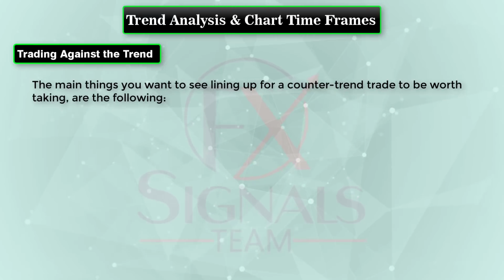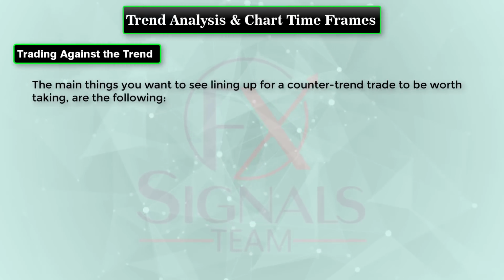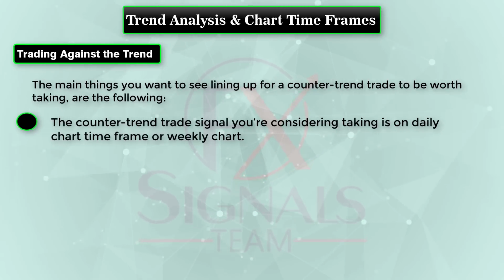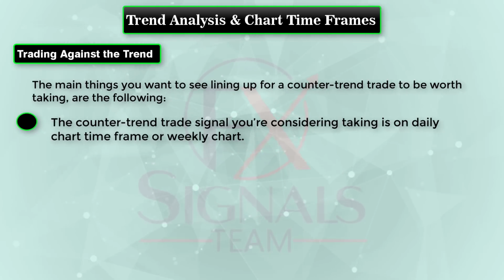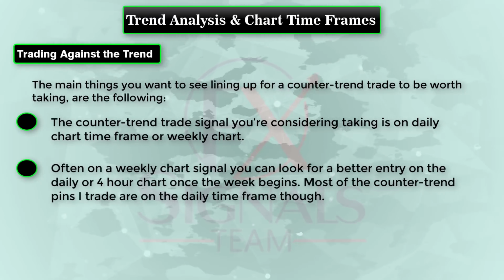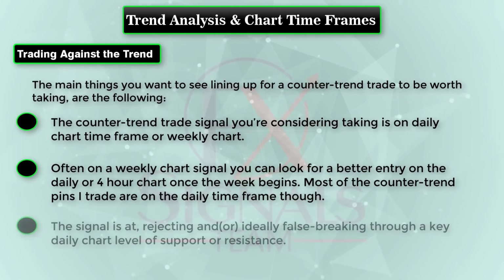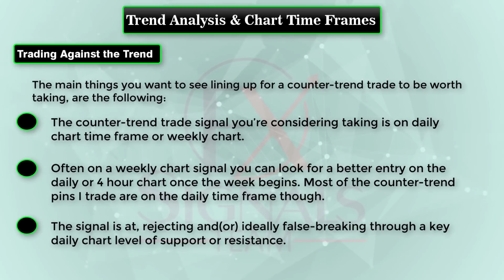The main things you want to see lining up for a counter-trend trade to be worth taking are the following. The counter-trend trade signal you're considering taking is on the daily chart time frame or weekly chart. Often on a weekly chart signal you can look for a better entry on the daily or 4-hour chart once the week begins. Most of the counter-trend pins I trade are on the daily time frame. The signal is at, rejecting, or, ideally, false breaking through a key daily chart level of support or resistance.